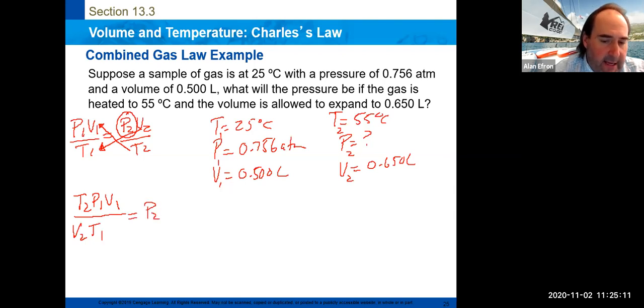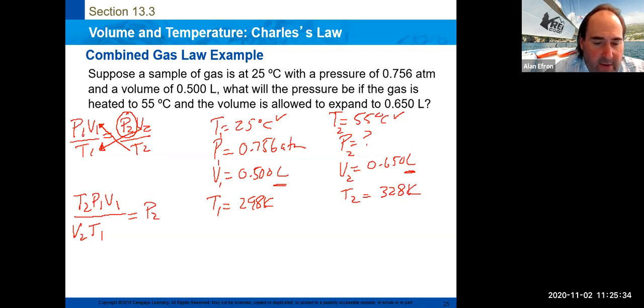In terms of units, our volumes are okay. They're both in liters. Our temperatures, like normal, are not okay. So we do need to convert those into Kelvin. So our T1, if we add 273 to it, should give us 298 Kelvin. And our T2, if we add 273 to it, should give us 328 Kelvin. Now we got pretty much everybody in the right units.